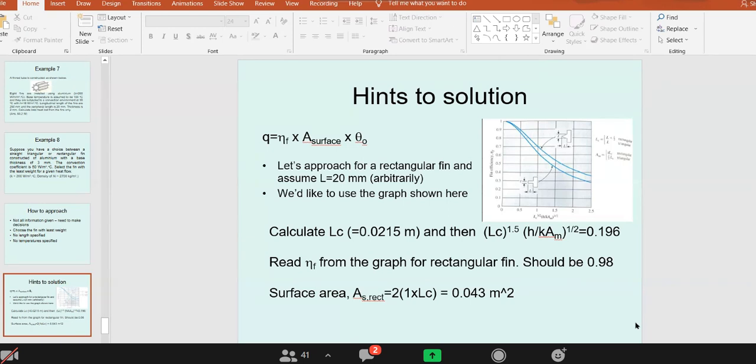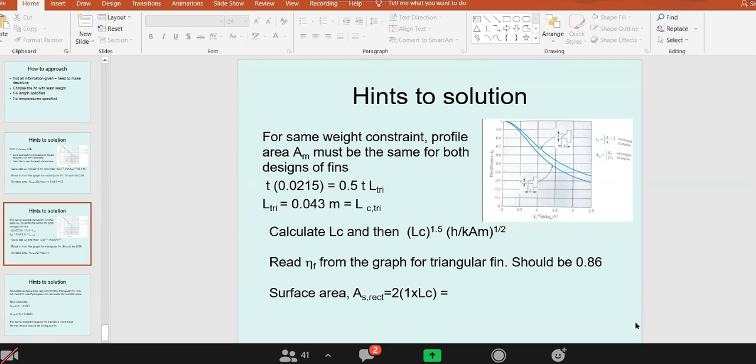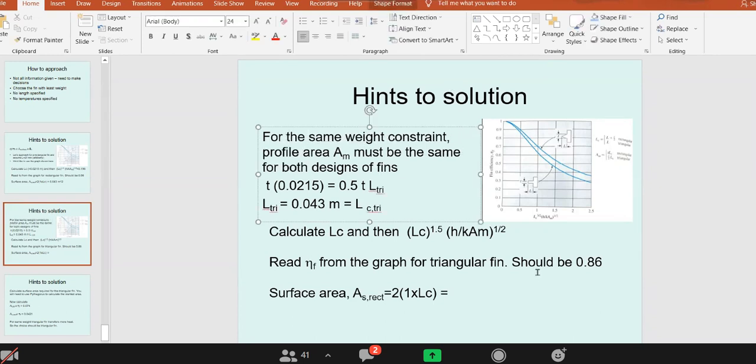Yes, sir. Please wait a little, sir. Sure. Yes, go on sir, move on. Yes, so now if we go to the next stage, this is where your thinking comes in. We have found the surface area, but is it not true that for the same weight constraint, the profile area AM must be the same for both designs of the fins?